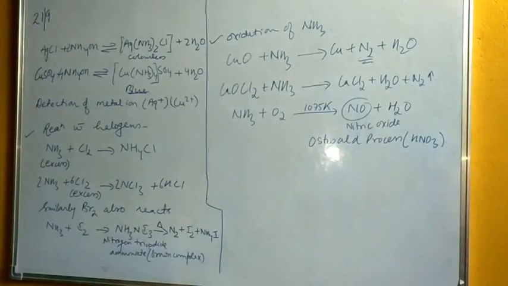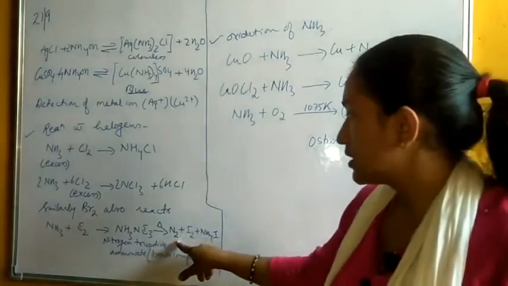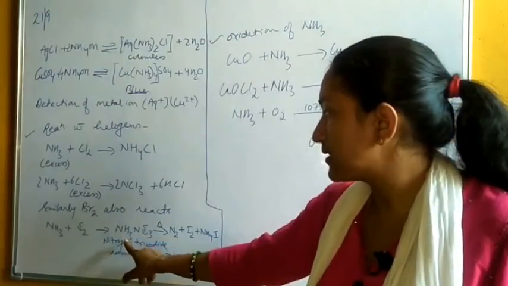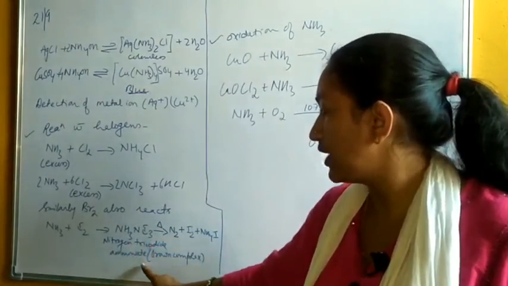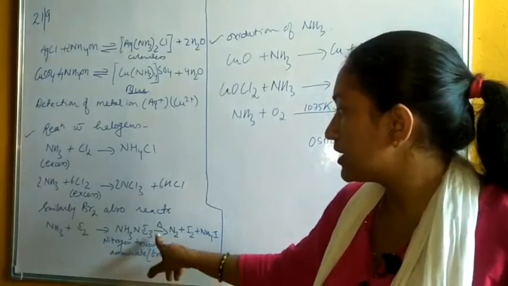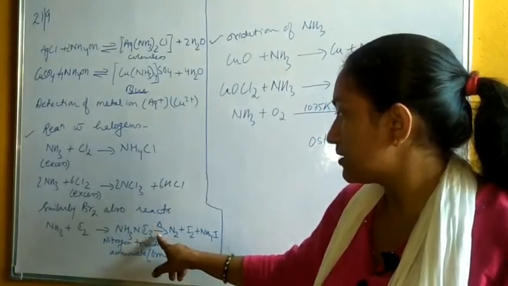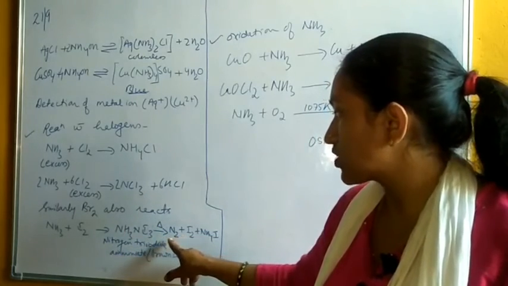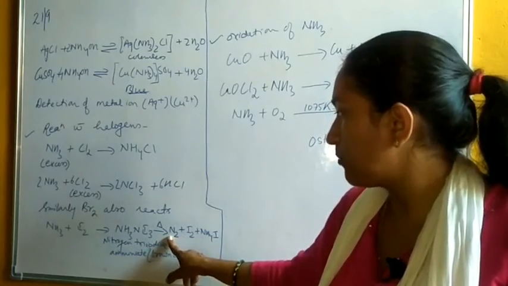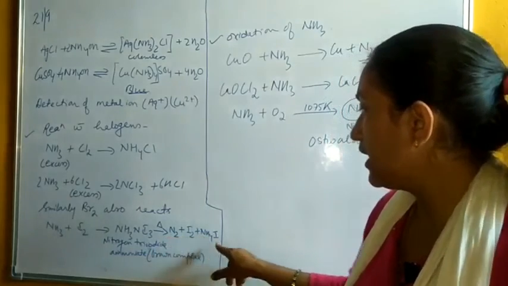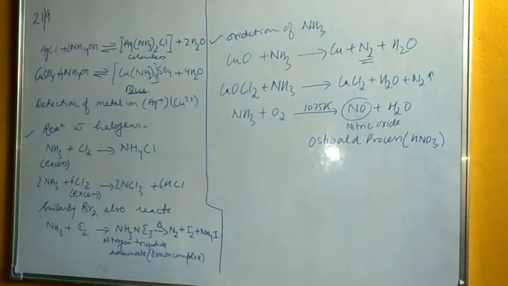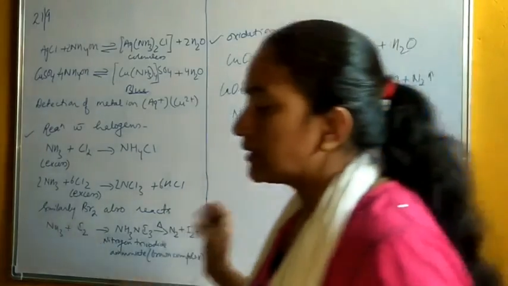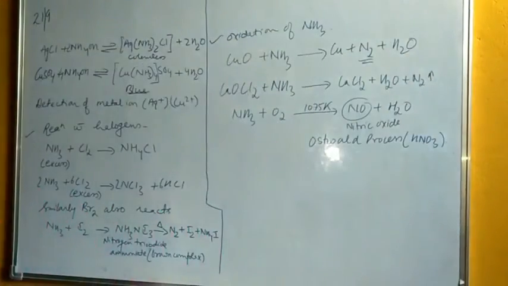Right, so here I have added one step, that this complex, nitrogen triiodide ammoniate, this brown complex, when it is rubbed with any surface, a large amount of heat will be liberated, exothermic reaction, and the products formed will be nitrogen, iodine and ammonium iodide. This is going to be formed. Right? So these are the oxidation reactions.